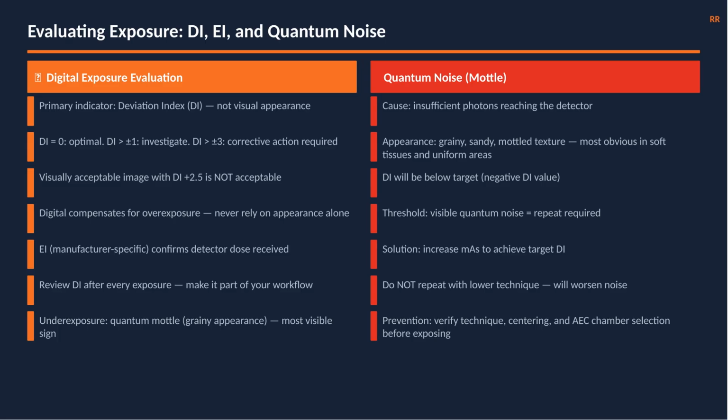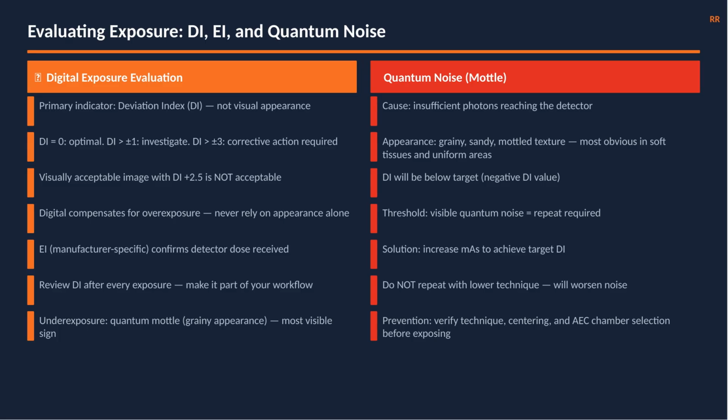The repeat decision: is the relevant anatomy visible and diagnostic? If yes, consult the radiologist before repeating. If there is significant quantum noise obscuring anatomy, a repeat is required. If there is an artifact obscuring clinically relevant anatomy, a repeat is required. If the image is overexposed but diagnostic, do not repeat. Document the D1, investigate the cause, and correct technique going forward.